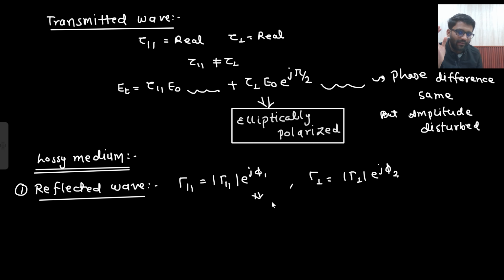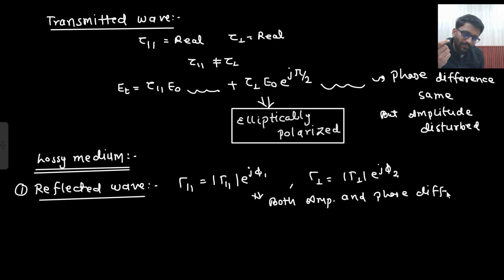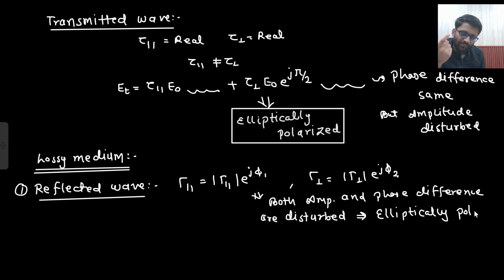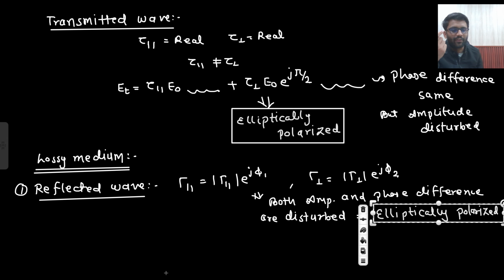From here I can get to know that amplitude will also be disturbed because gamma parallel and gamma perpendicular both are different, and here phi 1 and phi 2 both are different. So both amplitude and phase difference are disturbed. And what does that mean? Elliptically polarized. So left hand or right hand, certainly we will see it in one of the other questions.